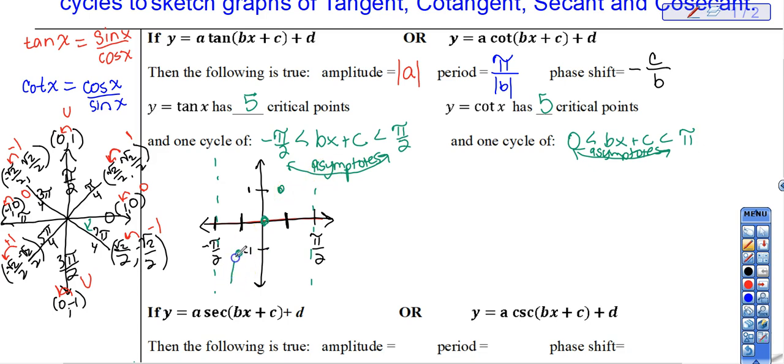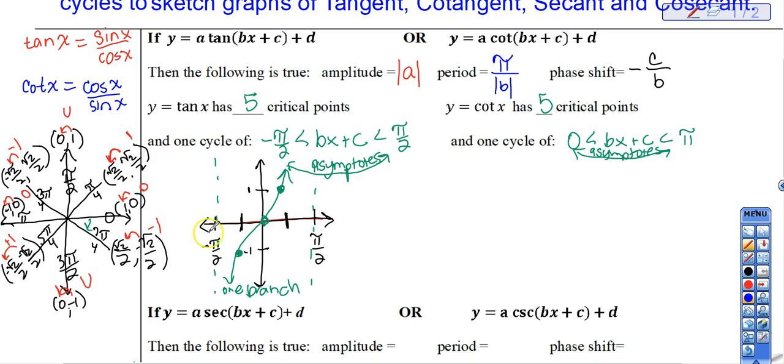So this is one branch. Notice I'm not calling it a wave. One branch of the cotangent function. So cotangents don't graph waves. Smooth curves called branches. Okay.